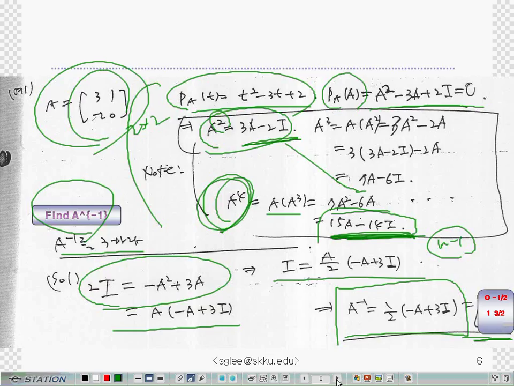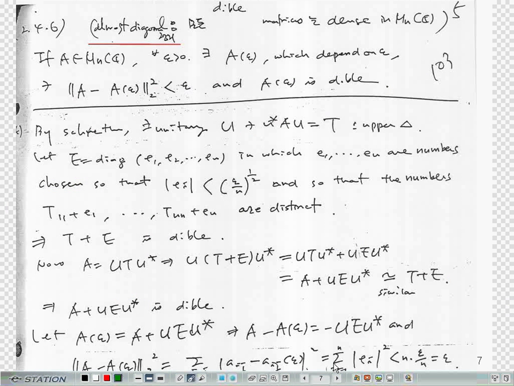Isn't that nice? This is just... sometimes it can be very useful to do it. Okay, next.